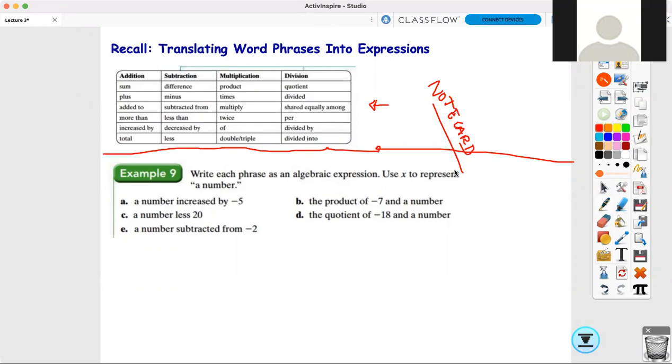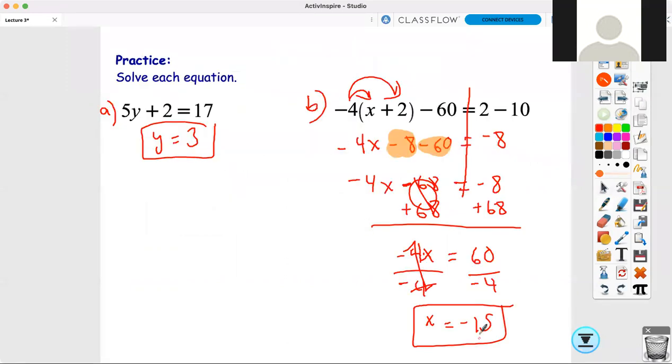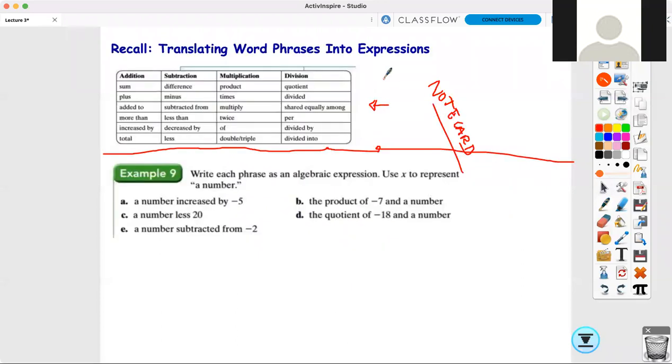The last question, my bad, Alina, let me show you. It was negative 15. Negative 15. You're talking about the practice, right?